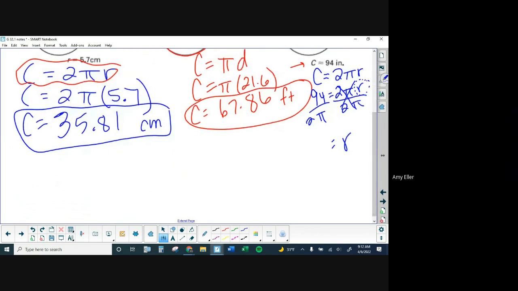Here's what you cannot type in your calculator. 94 divided by 2 pi. Why not? I just told you to divide by 2 pi. Why is that wrong? Yeah. This is telling your calculator to divide by 2. And if you want to divide by 2 and pi, which we do, you have to tell your calculator, divide by 2 and pi both. You have to put it in parentheses.